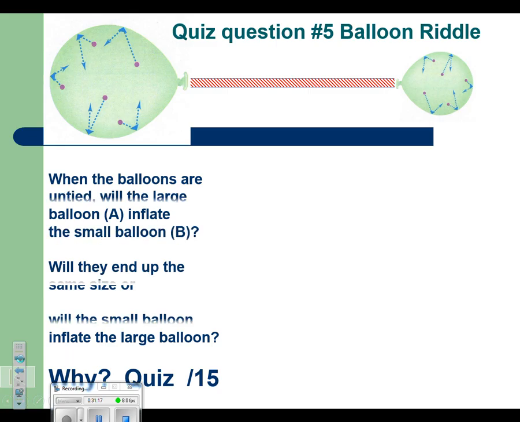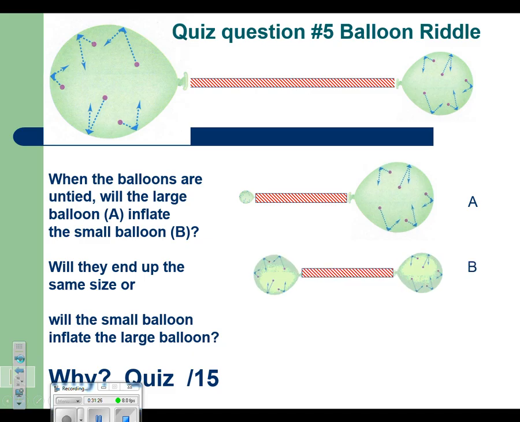Here's a quiz. I've got a balloon riddle here. I've got a white balloon and a red balloon. Right now, this is closed. Okay, this is a riddle. Which side is going to increase? Are they going to end up equal? Decide which one you think. This side is the white side. This side is the red side. I'm going to open these up, and I'm going to have somebody hold and play with each balloon.